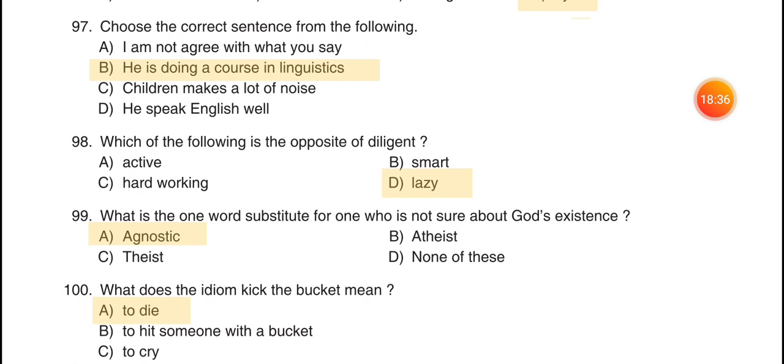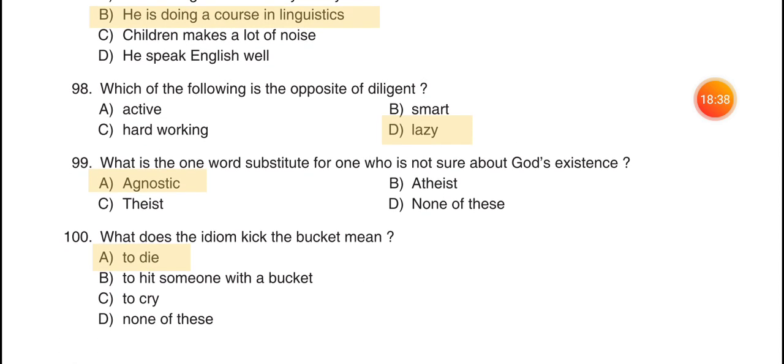98. Which of the following is the opposite of diligent? Option D, lazy is the opposite of diligent. 99. What is the one word substitute for one who is not sure about God's existence? Option A, agnostic. Last question, 100th question. What does the idiom kick the bucket mean? Answer is option A, to die.